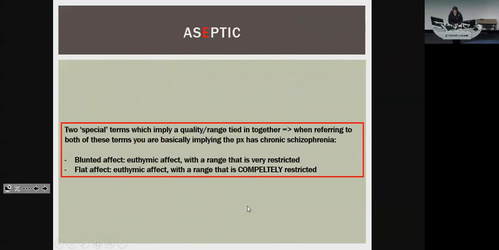Two special terms. If a patient has a euthymic affect, which means normal, and the range is extremely restricted, maybe to only one or two emotions, we call that a blunted affect. It's a special term, so it encompasses both the quality and the range, yeah? If the affect is so restricted that they're only displaying a euthymic affect, we call that flat affect, okay? So blunted and flat are basically the same thing, just flat is a more extreme form. It's more restricted. Make sense?